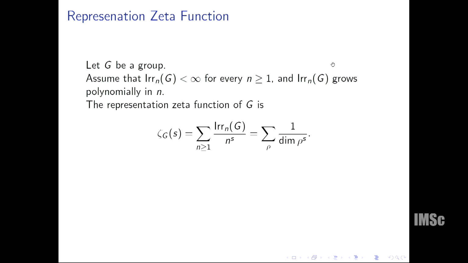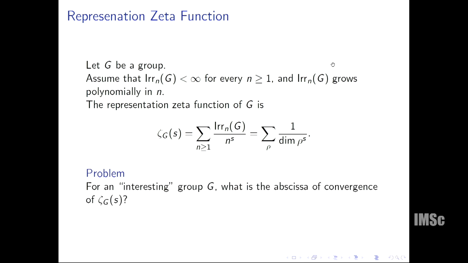So now the representation zeta function of this title is this zeta function where a_n is just the number of irreducible representations of G of dimension n. So you can just rewrite this as the sum over all irreducible representations rho of 1 over the dimension of rho to the power s. And the problem that we are working on is: for an interesting group G, what is the abscissa of convergence of this zeta function?